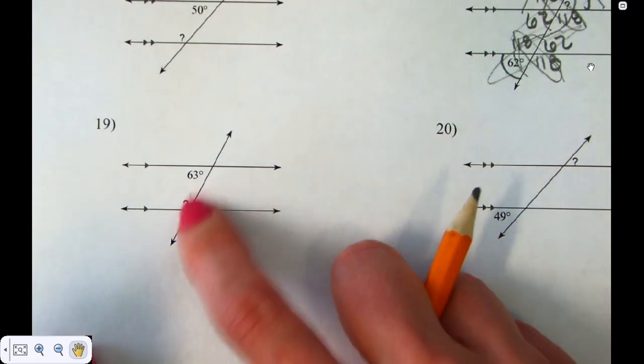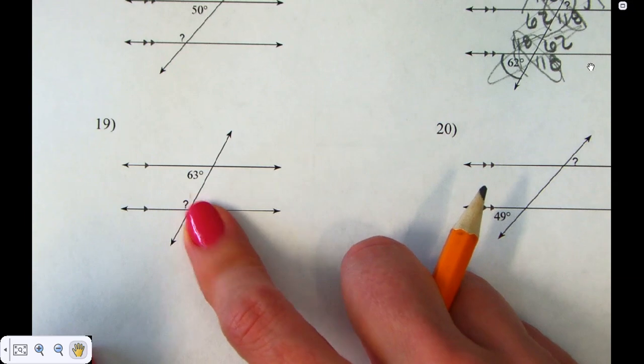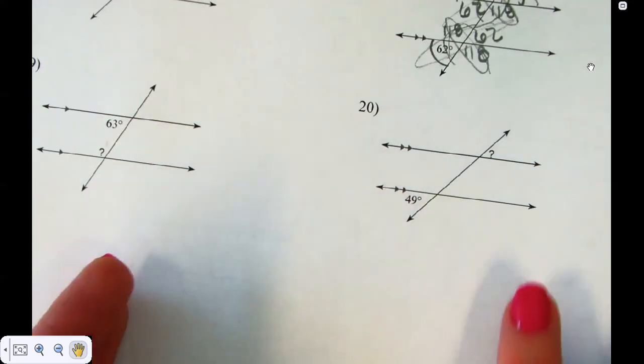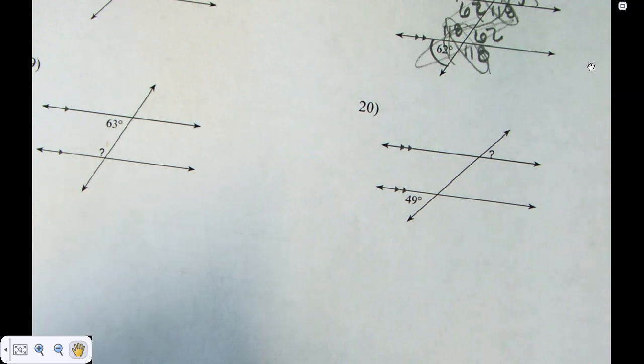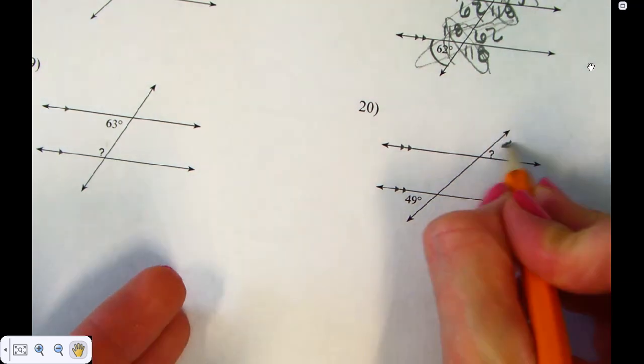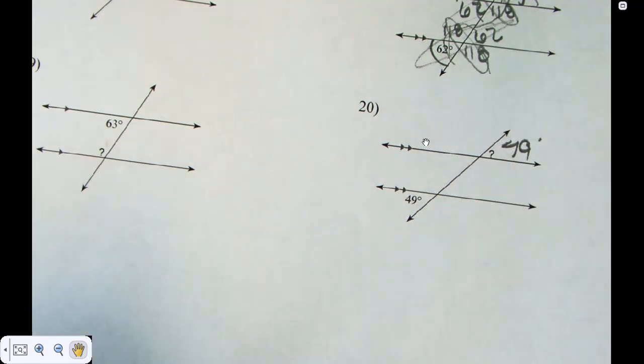Go ahead and finish the last 2. These are interior and on the same side, so those are going to add up to be 180. And then again, we have alternate exterior angles, which are congruent. So if this is 49, this one will be 49 as well.